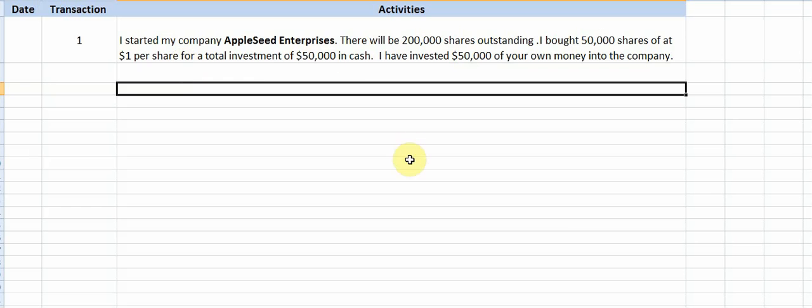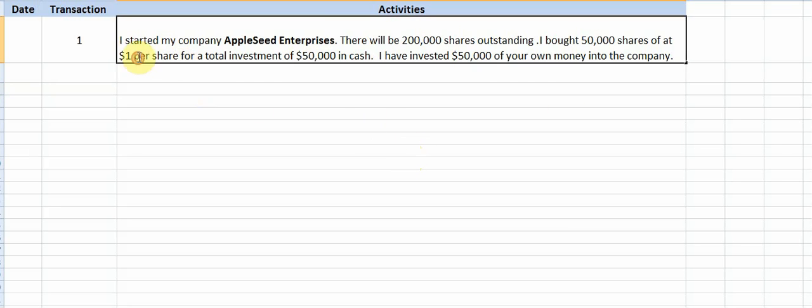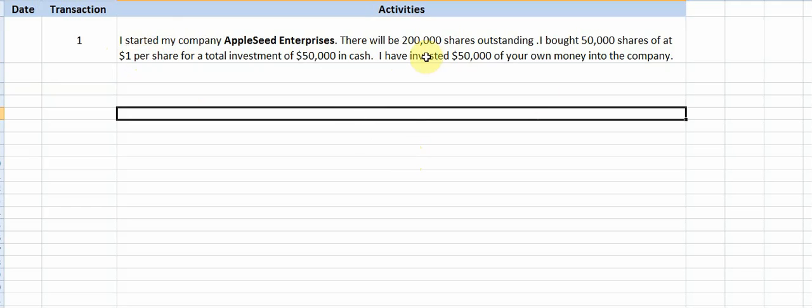So my total investment is $50,000 in cash. Here $1 is the face value of each share. So I invested $50,000 to Appleseed Enterprise. Let's see what are the entries I need to make in 3 different financial statements for this investment.